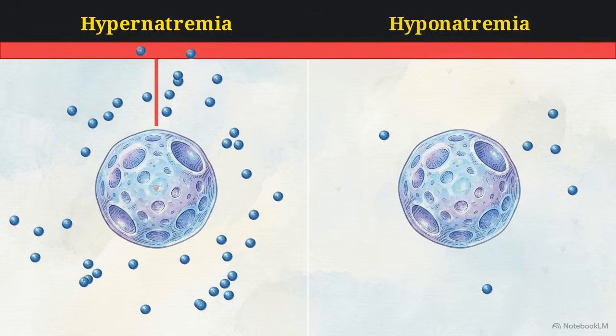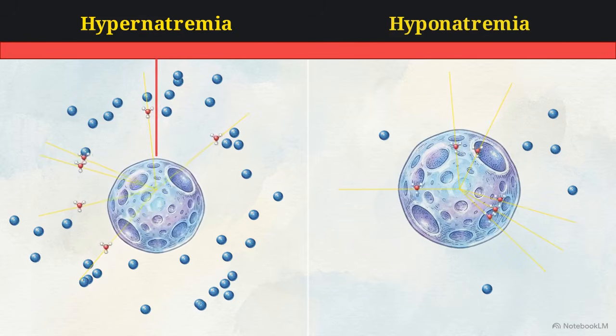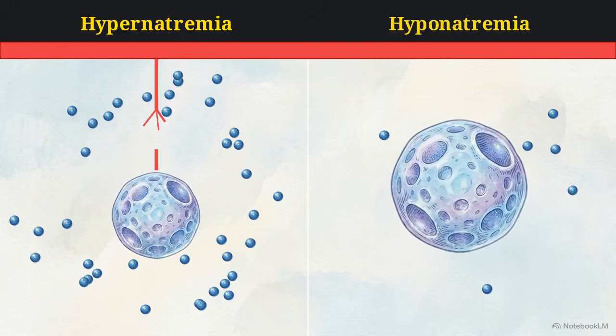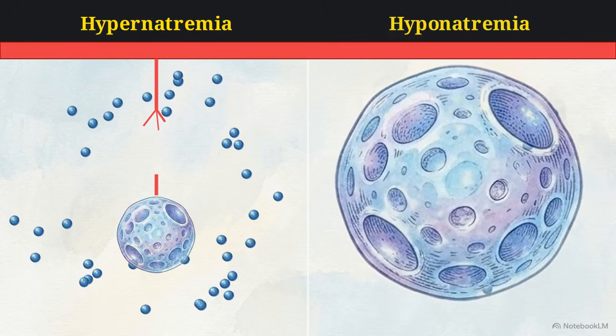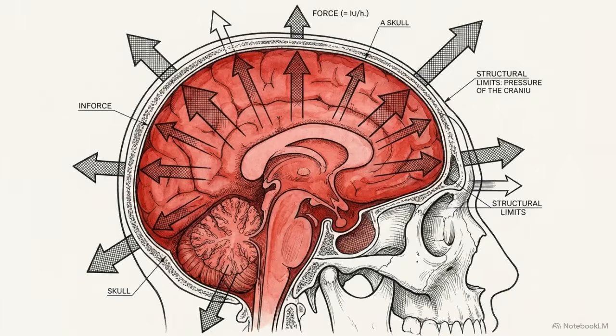This split-screen model contrasts the two extremes. While the shriveled cell on the left tears away from its vascular anchor, the cell on the right responds to the dilute blood by rapidly taking on water. It inflates against the rigid boundary of the skull. As astrocytes and neurons expand, the skull cannot accommodate the extra volume.